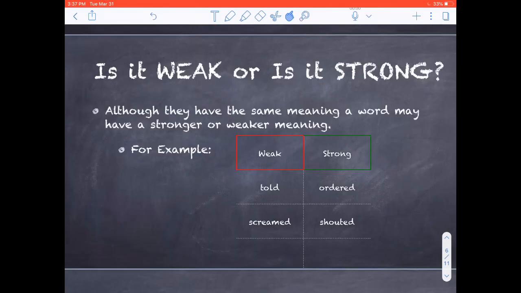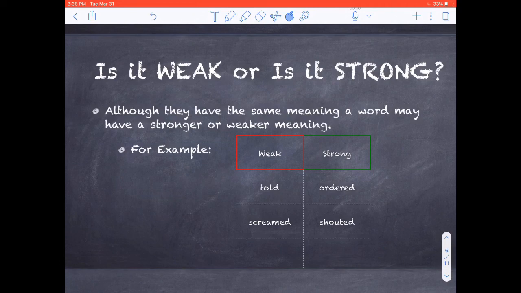Now that we have practiced choosing just the right word, a big reason why we choose it is because it is a strong word. So we're going to take a look at some weak and some strong words to figure out, even though they mean the same thing, which one is actually a better choice.